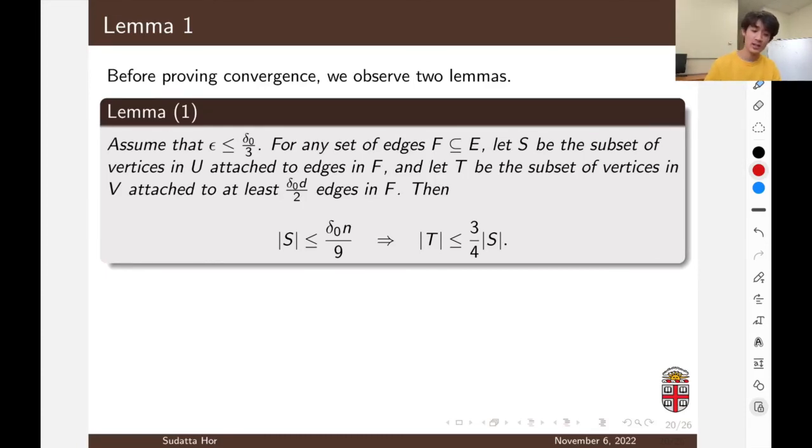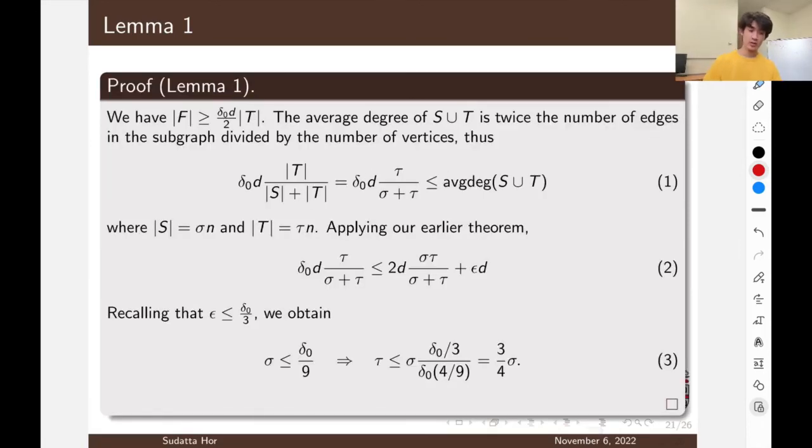And we say for any set of edges F, we're going to let S be a subset of vertices in U attached to the edges in F, and then we let T be the subset of vertices in V that's attached to at least delta naught D over 2 edges in F. Then we can get the following inequality of the number of vertices in T and the number of vertices in S.